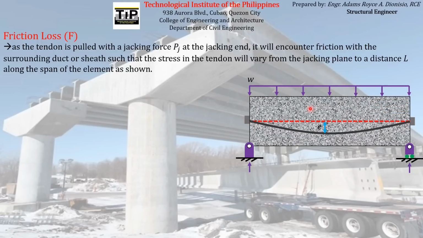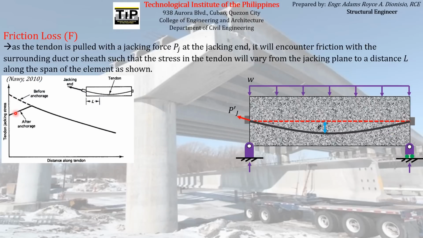So if this is the post-tension member that we are post-tensioning, if you apply a jacking force at the jacking end, so for example here, and if we look at the corresponding force acting at this particular end, let us just call the force acting at this end Pj prime. If we investigate the variation of the jacking force being experienced by the tendon profile, starting from this jacking end to the anchorage end here, we can see that the magnitude of the jacking stress or jacking force varies along the length of the beam.